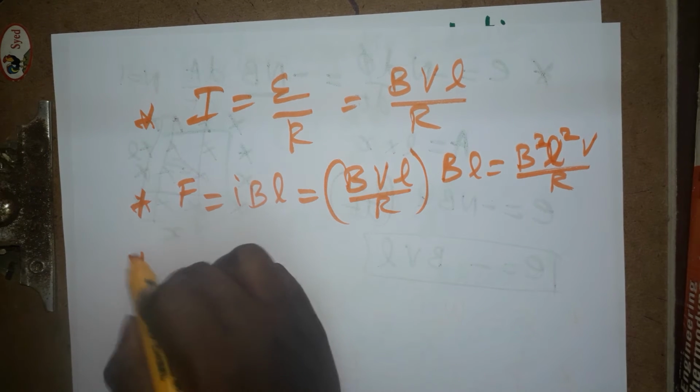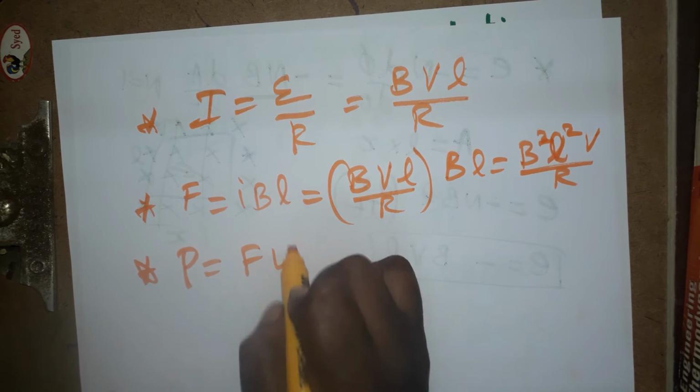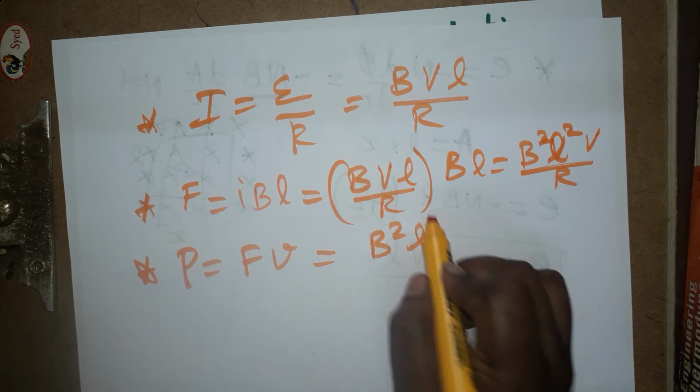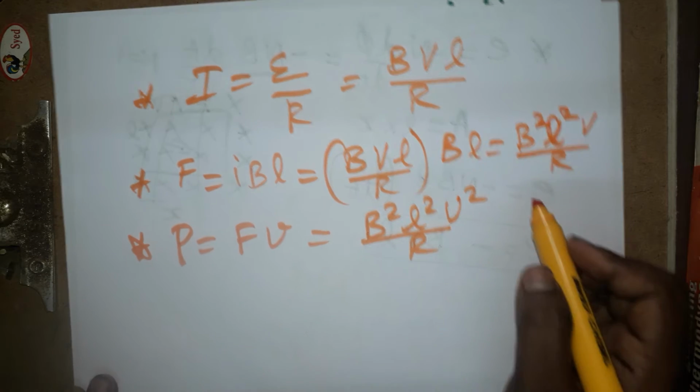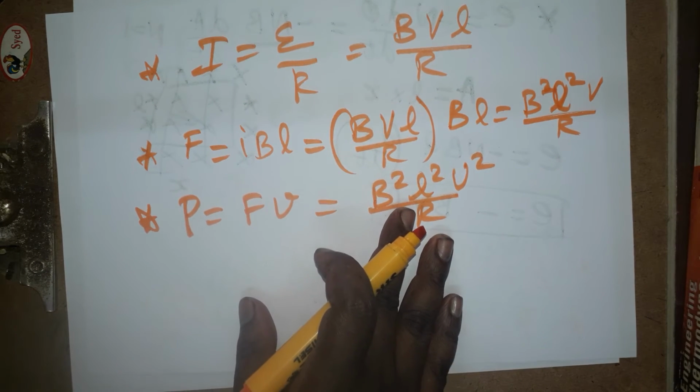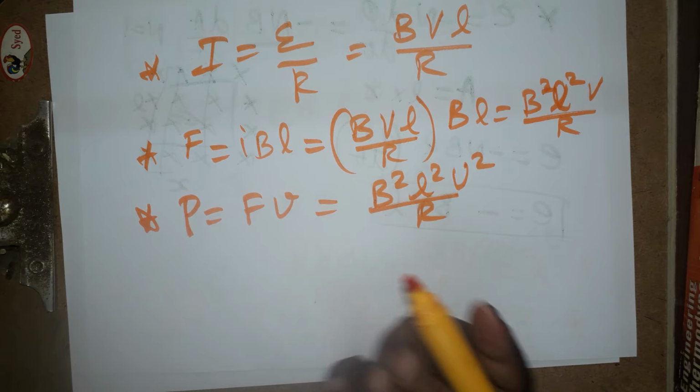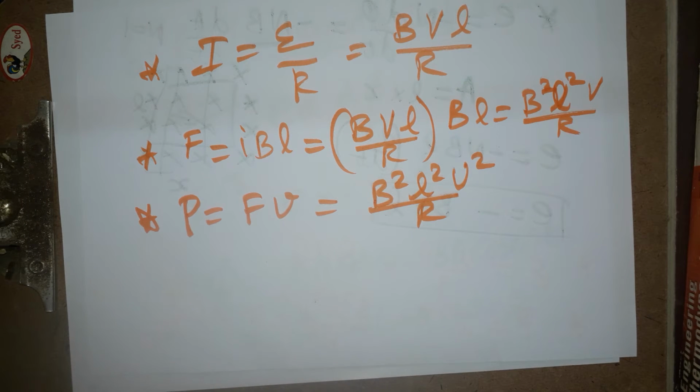Okay. So power is equal to force into velocity also we have. Finally we will get B square L square V square divided by R. So finally both ways of power will be equal. That's what we are learning. Okay. Very simple explanation. It's solved in one example problem.